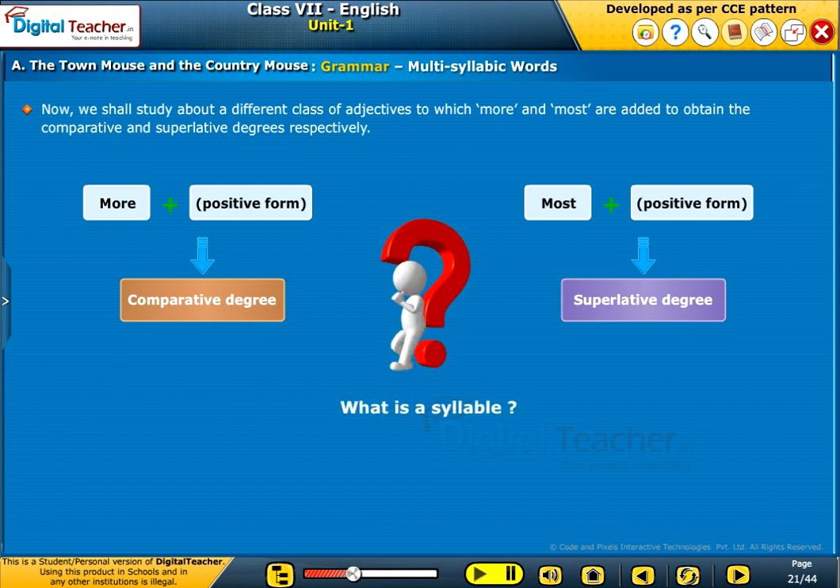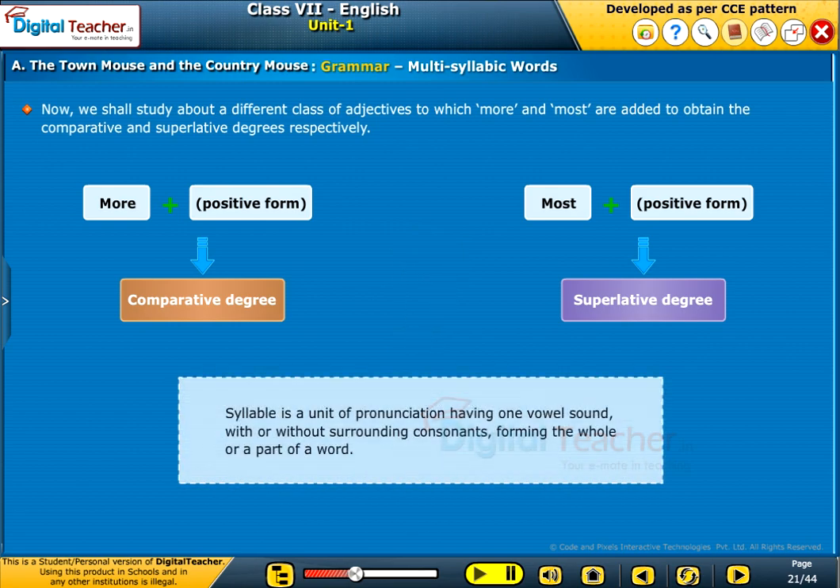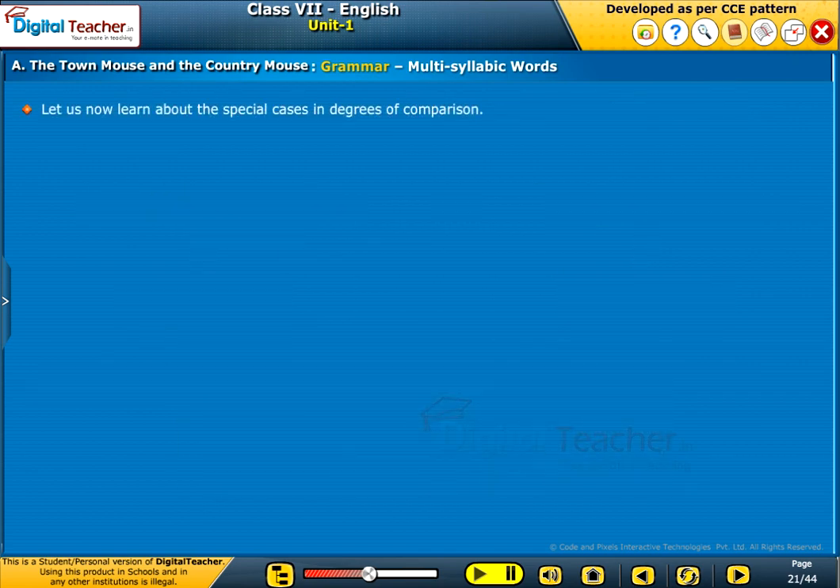What is a syllable? A syllable is a unit of pronunciation having one vowel sound, with or without surrounding consonants, forming the whole or a part of a word. Let us now learn about the special cases in degrees of comparison. To understand it more clearly, listen to a few multisyllabic words given below.